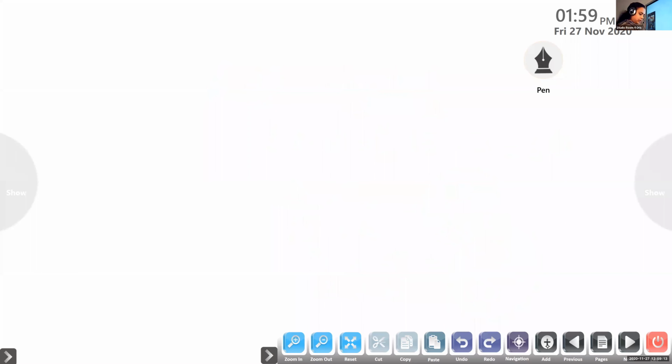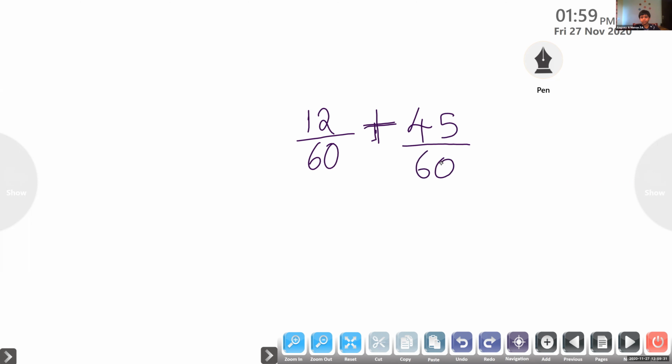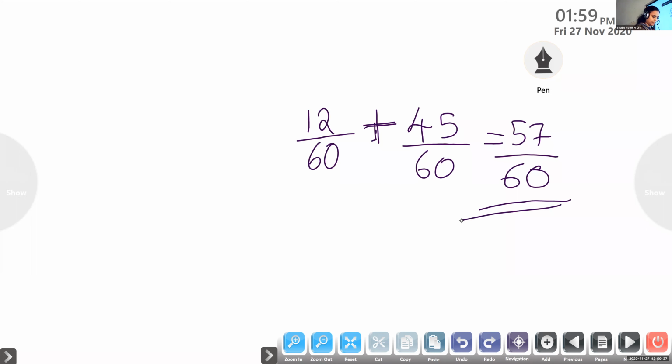So here we can write the last step: 12 by 60 plus 45 by 60 equals 57 by 60. Okay.